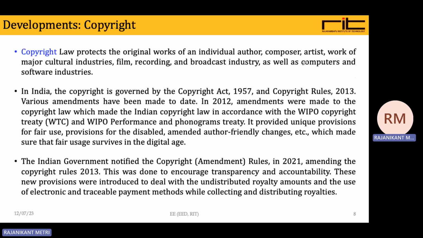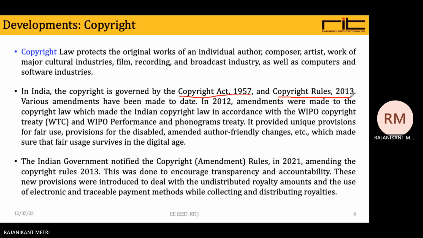Now the third type is copyright, and the developments that happened in this law. Copyright law protects the original works of an individual author, composer, artist, or major cultural industries, such as film, recording, or broadcast industry, as well as computers and software industries. And in India, copyright is governed by the Copyright Act of 1957 and the Copyright Rules in 2013.